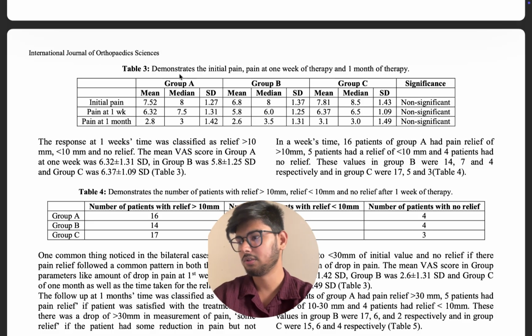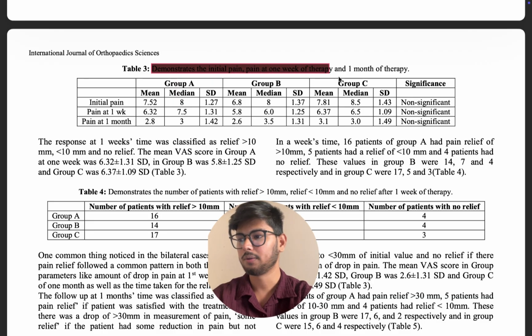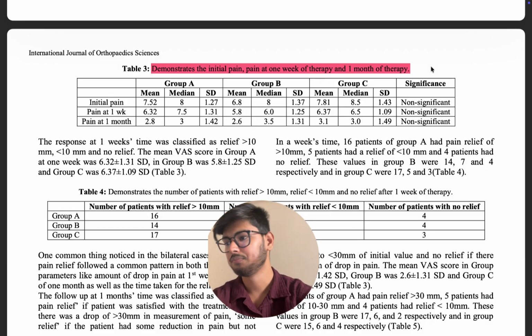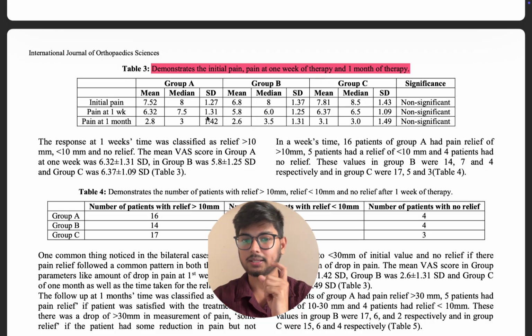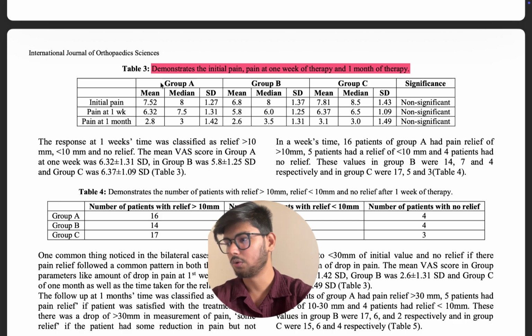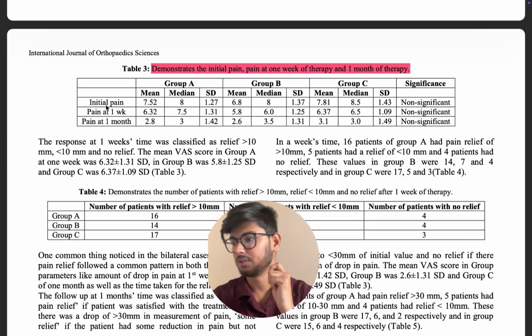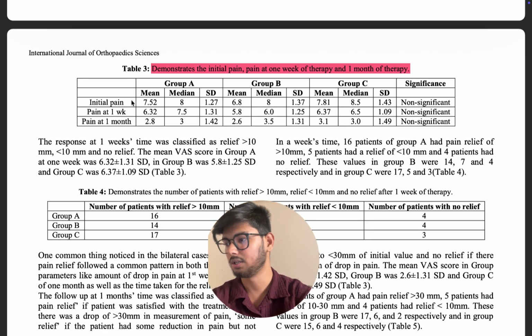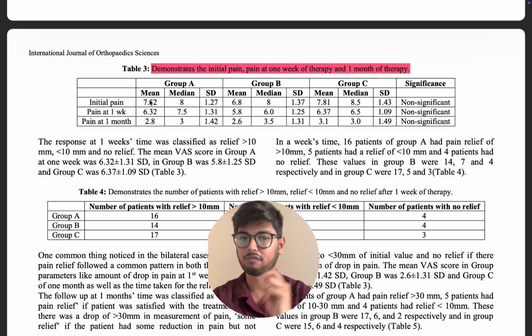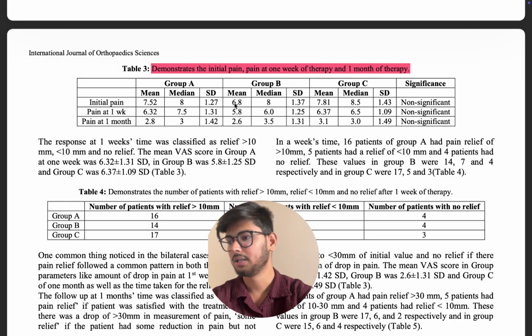First of all, they demonstrate the initial pain, then pain at 1 week of therapy and at 1 month. So they are comparing the entire timeline of the contrast bath and the pain. First you look at group A, then group B, and then group C. First see the initial pain, the initial assessment. In group A it was 7.52 on the VAS scale, in group B it was 6.8, and in group C around 7.81.